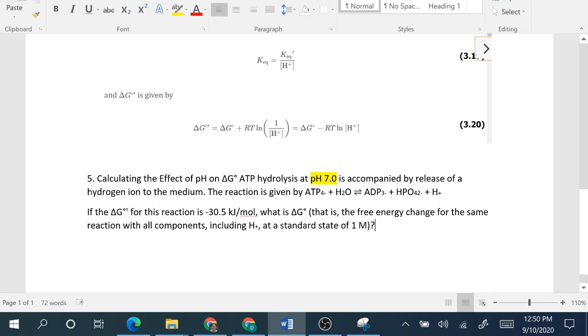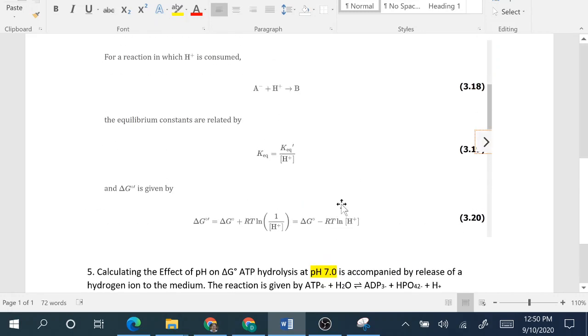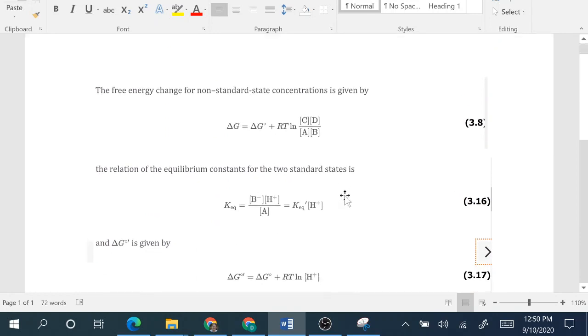Okay, so if the delta G naught prime for this reaction is negative 30.5 kilojoules per mole, what is delta G naught? That is the free energy change for the same reaction with all components including H plus at a standard state of 1 molar. So we'll get back to that in just a minute. Alright, so let's look at these equations that were given.